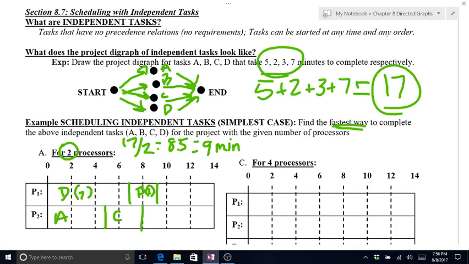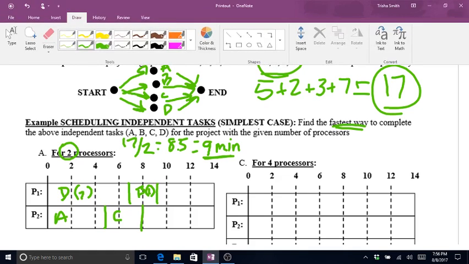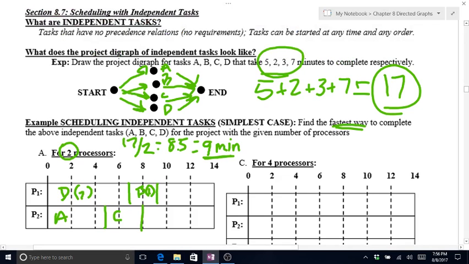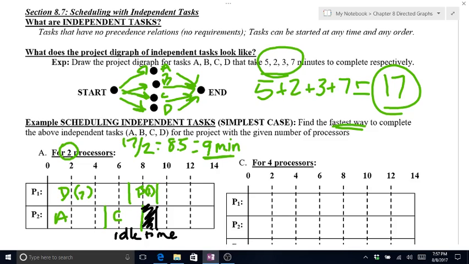Okay. But remember, this has to take a total of 9 minutes. So, what's going to happen for this last minute here that processor 2 is not doing anything? They have what we call idle time. It's basically where they wait around and wait for somebody to finish so the project can be done.